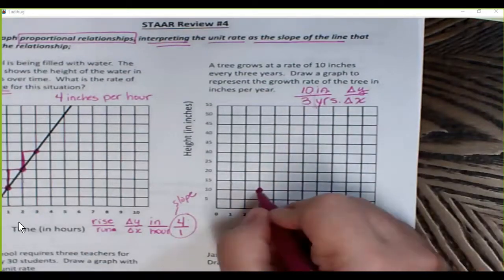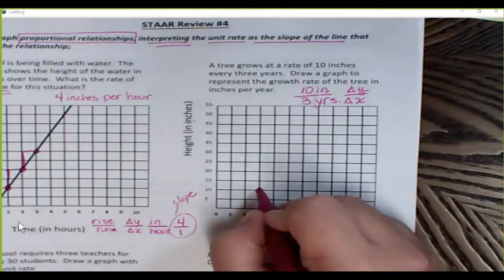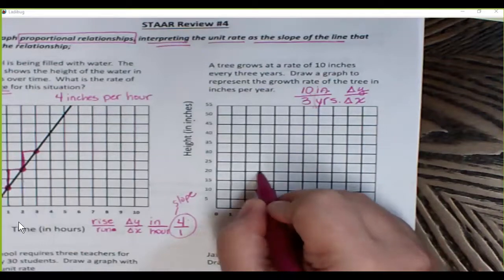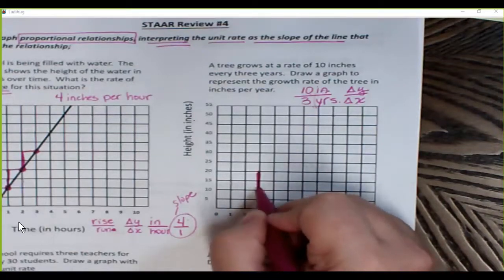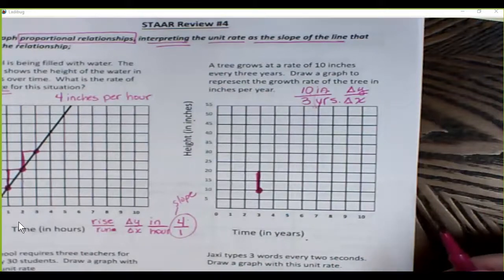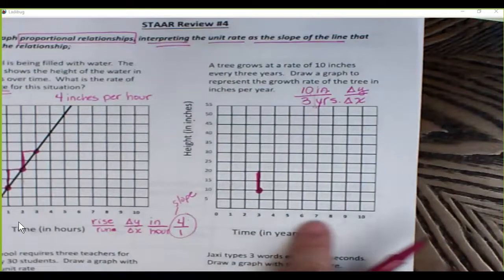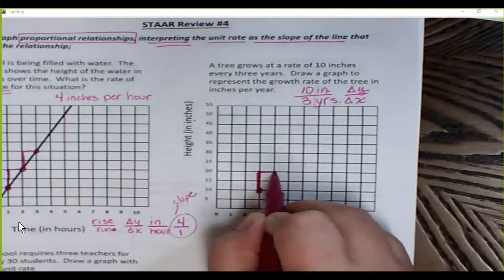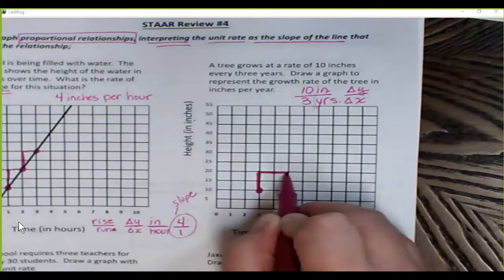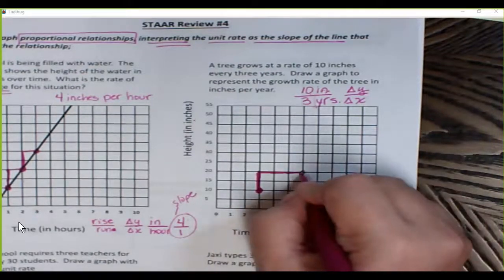What's my change in y here? 10. All right. So how many blocks do I have to go up to get a value of 10? What are they counting by? 5. They're counting by 5s. So going up to here is 5. Going up 1 more is 10. There's my rise of 10. And how many am I going to run over? 3. Is my x value counting by what? 1s. So I'm really going to run over 3 spaces. There's 1, 2, 3. There's my next point.